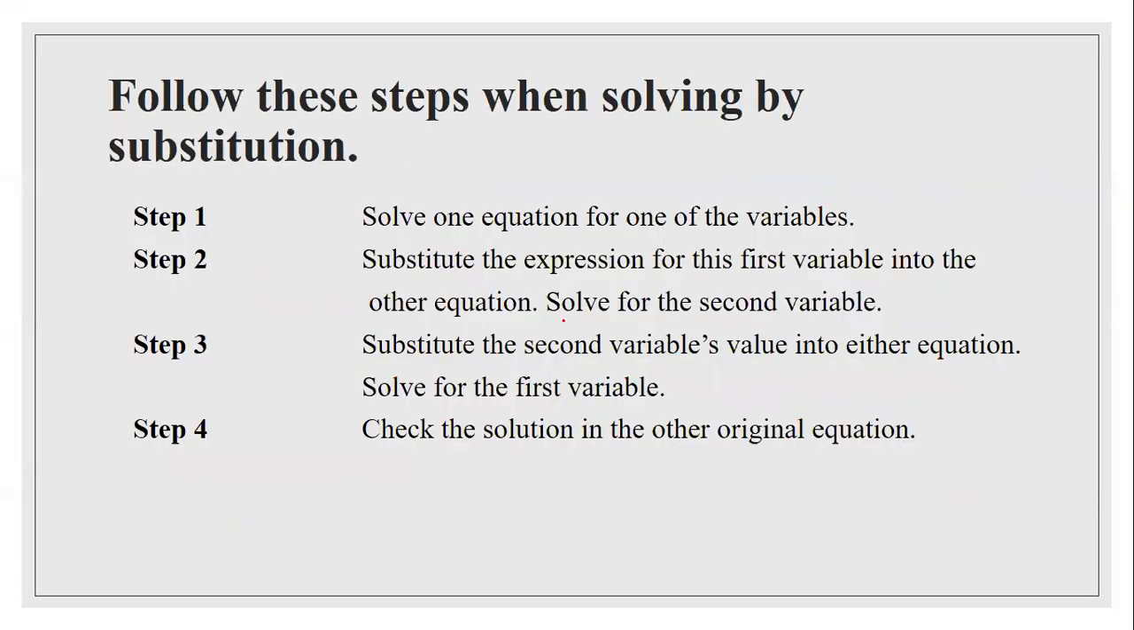So following these steps when solving by substitution, step 1, we solve one equation for one of the variables. So your goal is to get either x by itself or y by itself. Then we're going to substitute the expression for the first variable into the other equation and then solve for the second variable. Then we substitute the second variable's value into the keyword substitute. And then we're going to solve for the first variable.